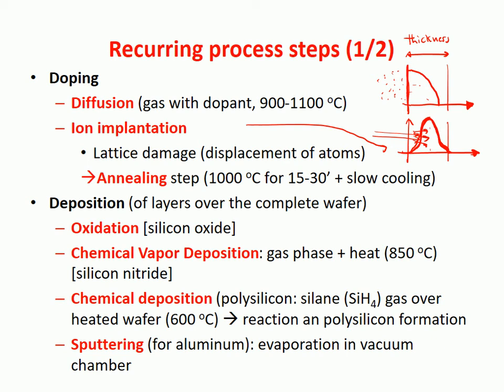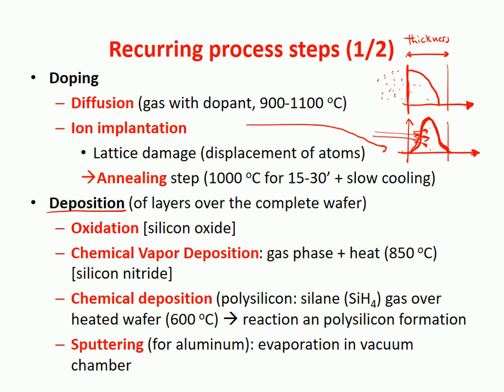As far as the deposition is concerned, of course, there are many different types of deposition, mainly depending on the type of material that one wants to deposit. For example, oxidation is the easiest way to deposit a layer of silicon oxide, because we actually have a growth of silicon oxide. We expose the silicon wafer to an atmosphere rich in oxygen, and we have a chemical reaction at the surface between the oxygen and the silicon. This chemical reaction is of course an oxidation, so we have a layer of silicon oxide on top of the wafer. That is doable only for the silicon oxide.